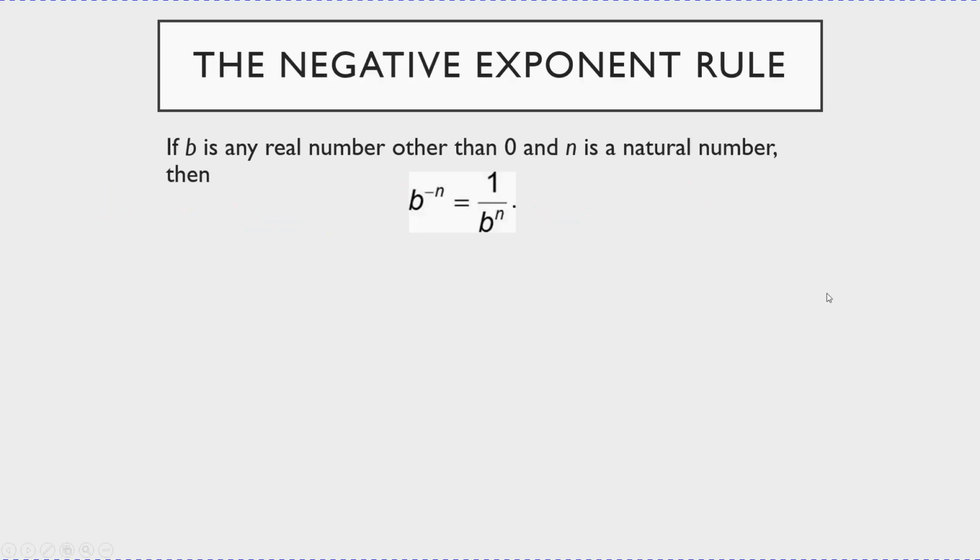All right, now let's talk about a negative exponent. If b is any real number other than 0 and n is a natural number, then you have the following. If you have b raised to the negative n, you can get rid of the negative exponent by turning it into a fraction, basically. So this is equal to 1 over b to the n. For example, if you have 5 to the negative 2, oh, negative exponent. I can make it positive by bringing it down and rewriting it as 1 over 5 squared, which is equal to 1 over 25.